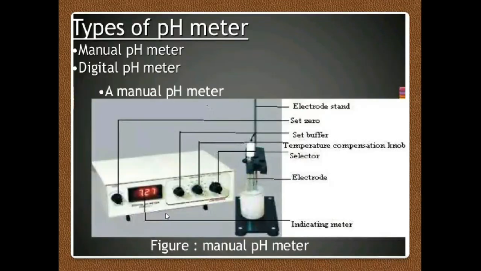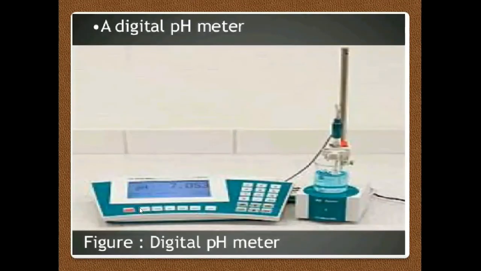Types of pH meter. There are two types: manual pH meter and digital pH meter. This is a manual pH meter. You have the electrode stand here, set 0 is done manually here, set buffer is here, the temperature compensation knob and selector are here, then the electrode is here, and the indicating meter is here. This indicating meter is the monitor. Next is a digital pH meter, where the values are displayed digitally.